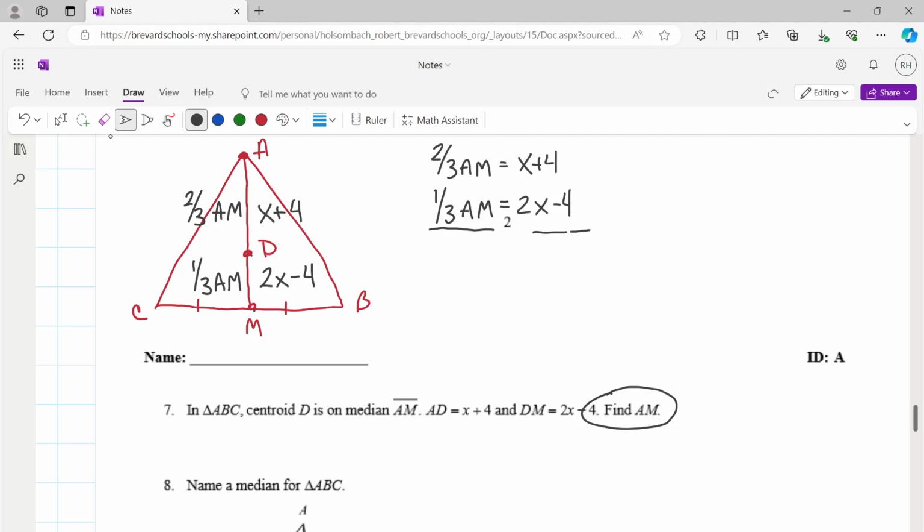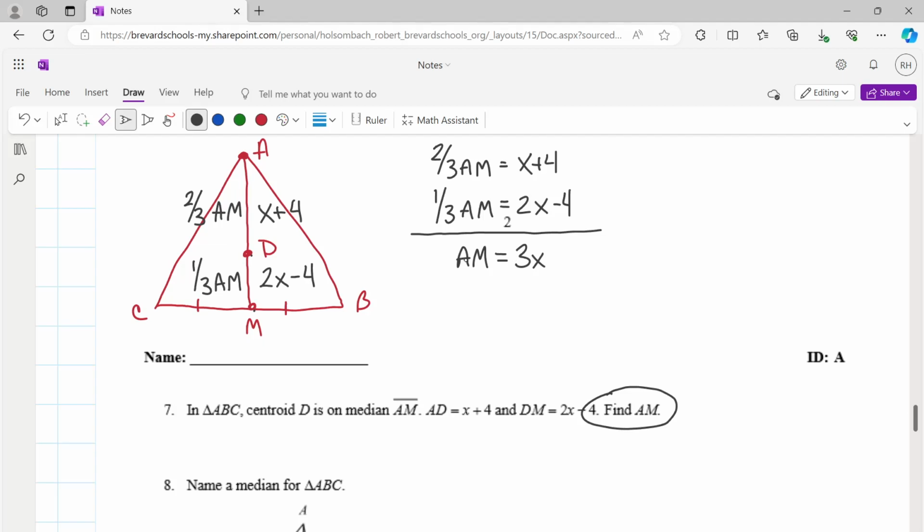So we're going to solve for one of the variables, and then we're going to substitute it. And here's what I mean. We've got these two equations. We're allowed to add these equations together. All right, so 2/3 AM plus 1/3 AM gives us 1 AM. We don't need to write the 1 in front of the AM. So AM is equal to x plus 2x is 3x, and 4 minus 4 is 0. So AM is equal to 3x.